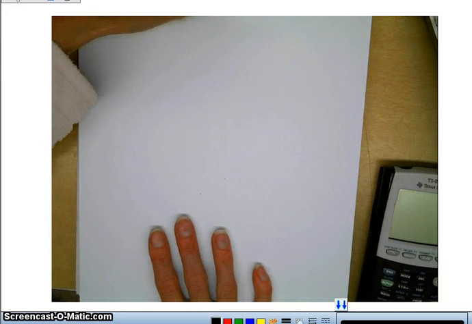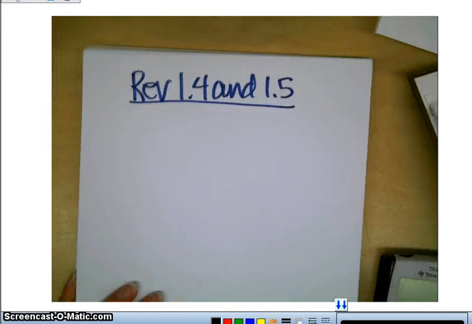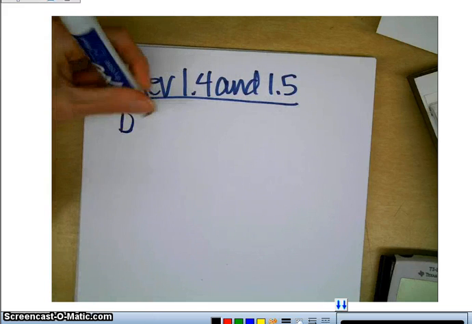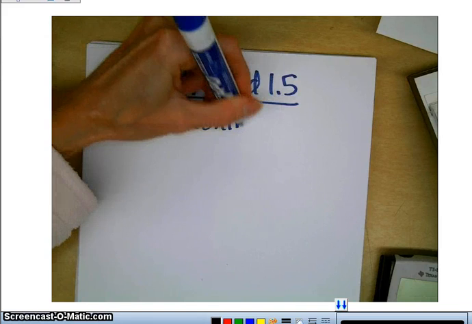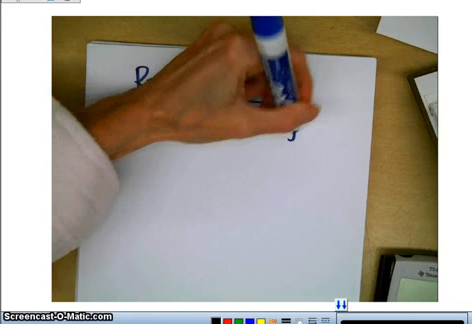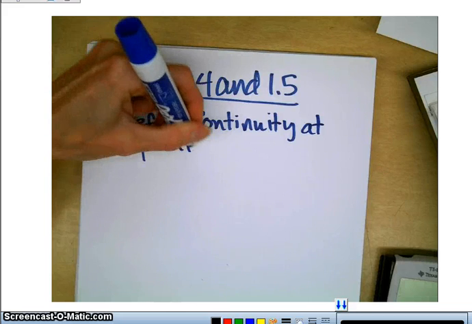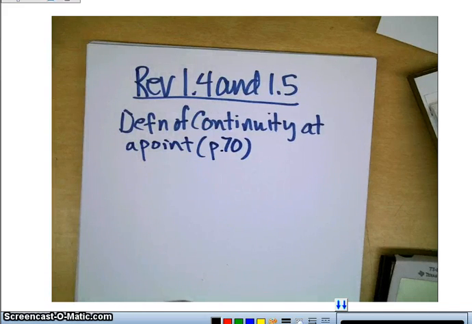1.4 and 1.5. This isn't super detailed or anything like that, but something you need to know from 1.4 is the definition of continuity at a point. That would be on page 70 in your book, but it should be in your notes too. Actually, it's on the videos too. I know it's one of the first things I talked about in the notes.